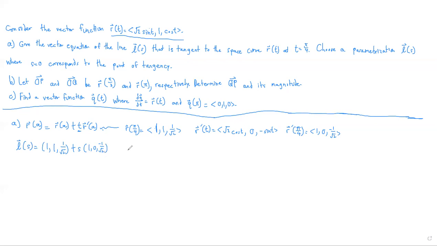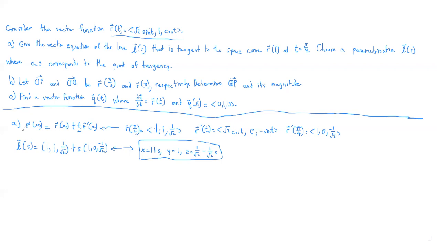But we're specifically asked to do a parameterization. This is the vector equation, but we want parametric equations. So x is equal to 1 plus s. Y is equal to 1 because there's no s. And z is equal to 1 over root 2 minus 1 over root 2 s. And that's the answer.